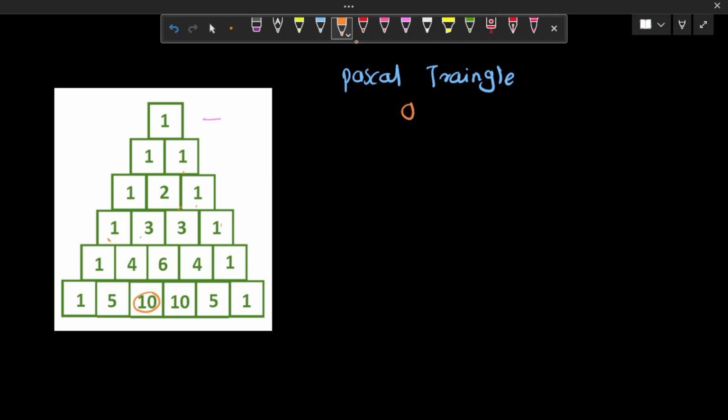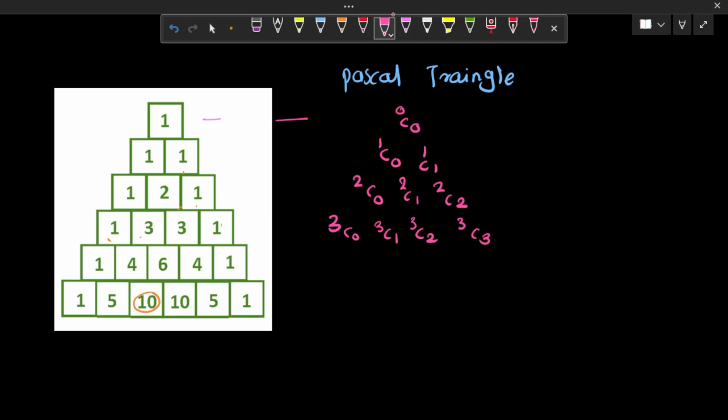So this is the term showing 0C0. Then after that 1C0 and 1C1. I'll make a nice design so you'll understand very well. So this is 0C0. After that 1C0 and 1C1. Now the next terms are 2C0, 2C1 and 2C2. Now 3C0, 3C1, 3C2 and 3C3, and so on.